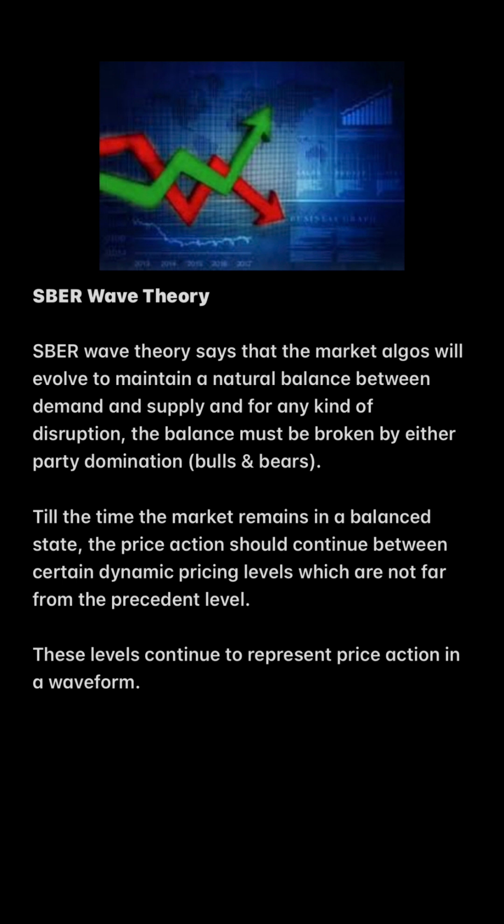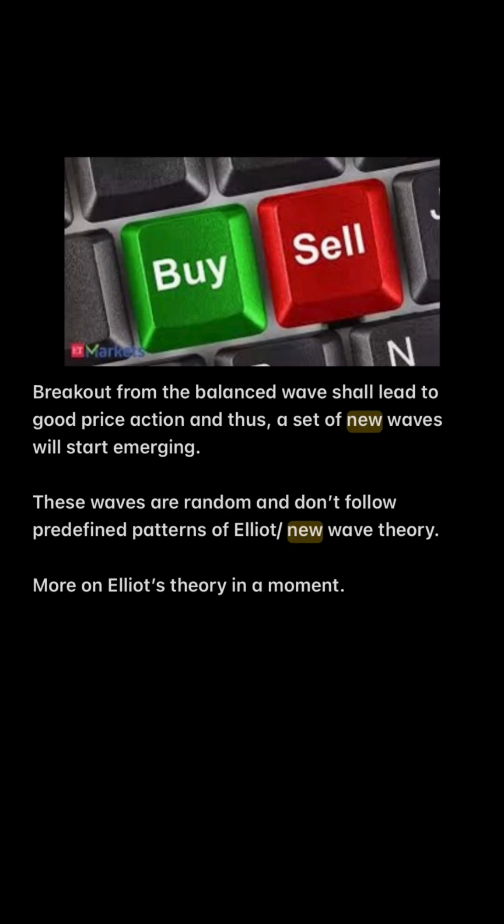The balance must be broken by either party dominating, the bulls or the bears. Now, till the time the market remains in a balanced state, the price action should continue between certain dynamic pricing levels, which are not far from the precedent levels. These levels continue to represent price action in a waveform. Now, breaking out from the balance wave leads to good price action, and thus a set of new waves will start to emerge. And these waves are random. They don't follow any predefined paths of Elliott's wave theory. And we're going to talk about Elliott's theory in a moment, because it's really the driving force of what's behind wave theories in the new age nowadays.